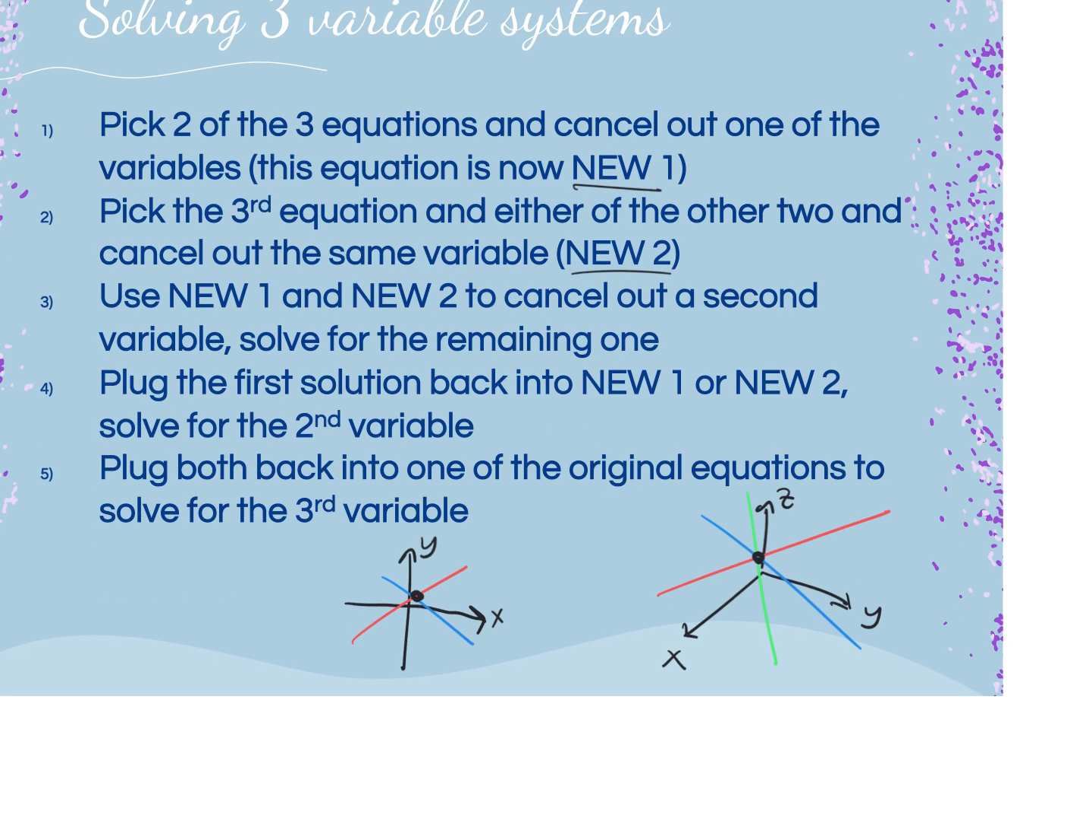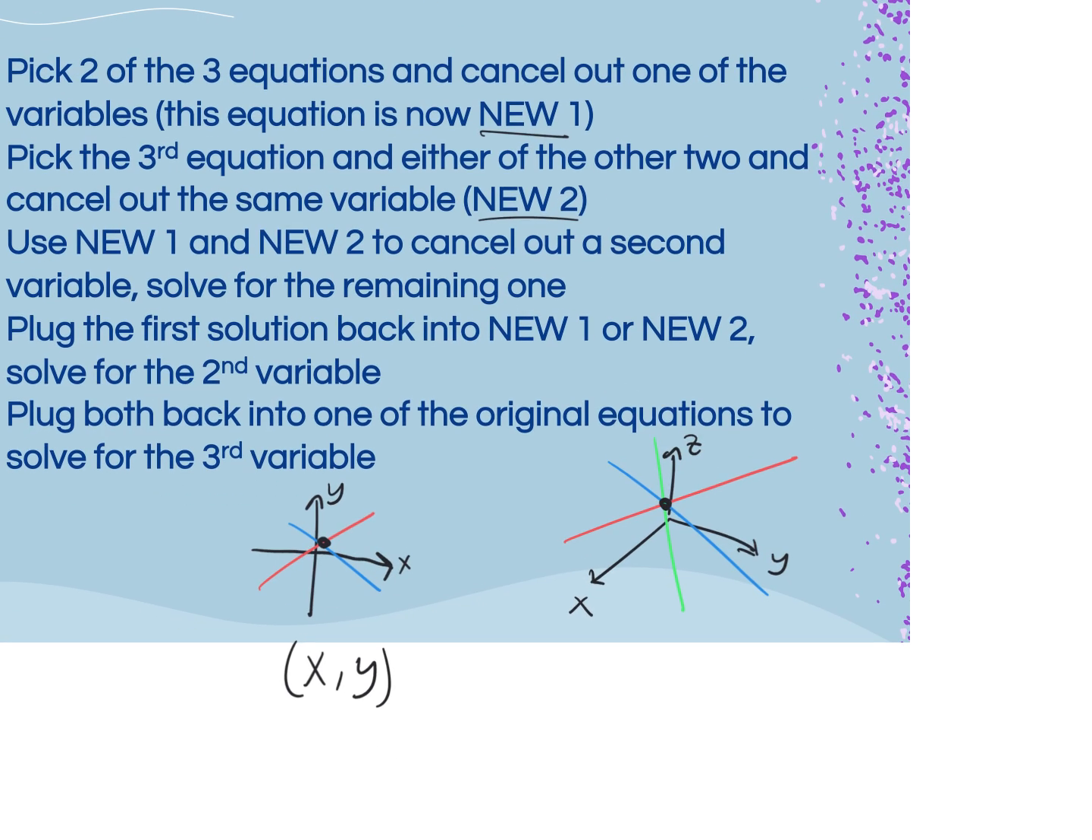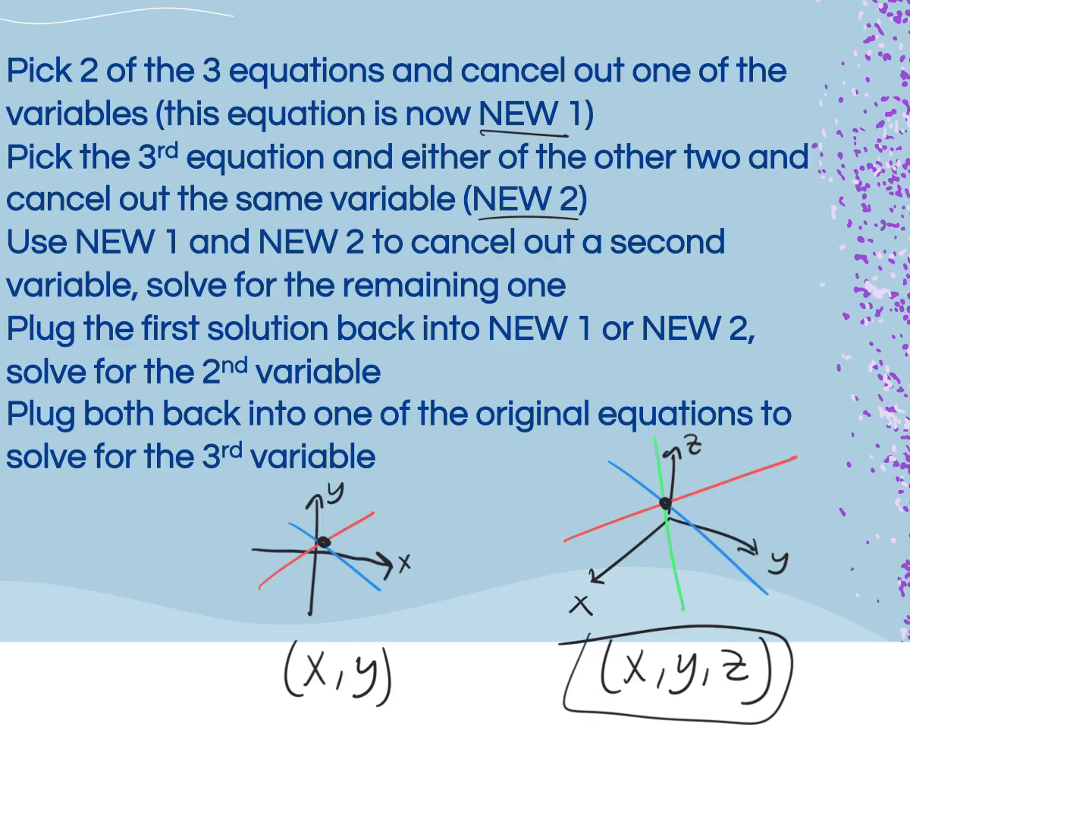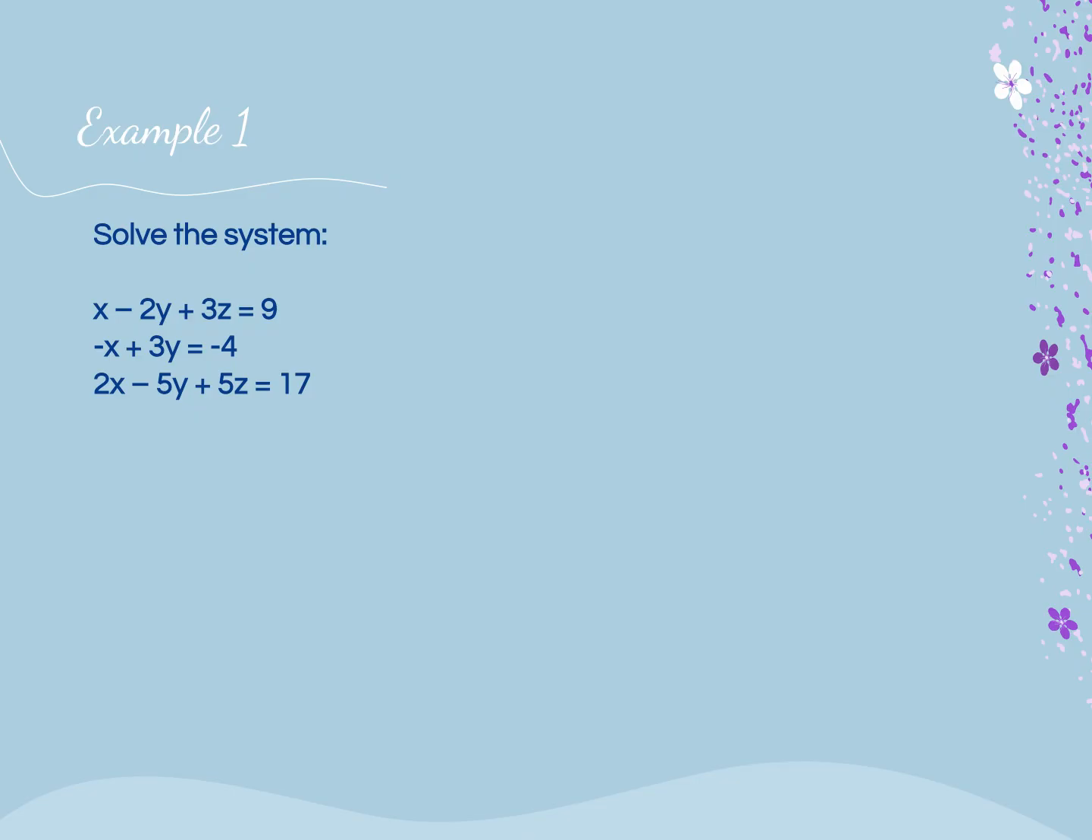answers represent. Now, in two variables, we had an ordered pair, x comma y. If you have three variables, it's going to be an ordered triple. So you need your x and y variables, but you also need a z. So your answer would look something like that. All right, so let's get started.